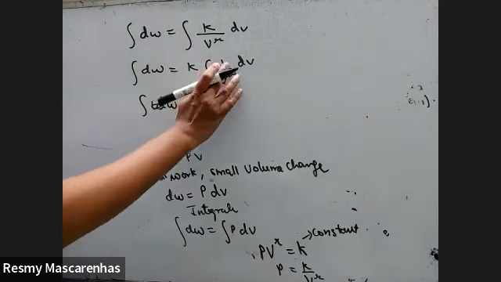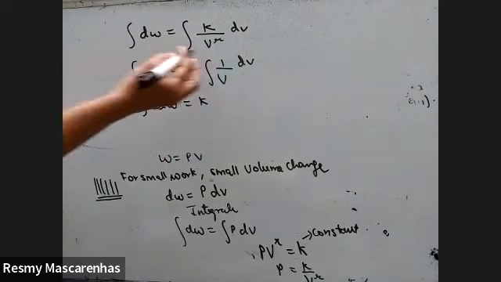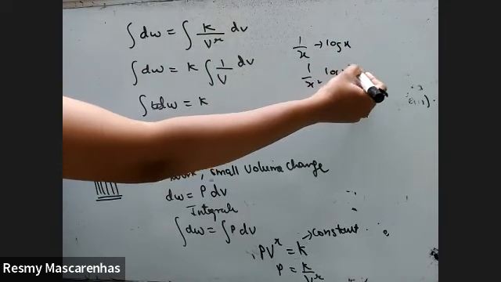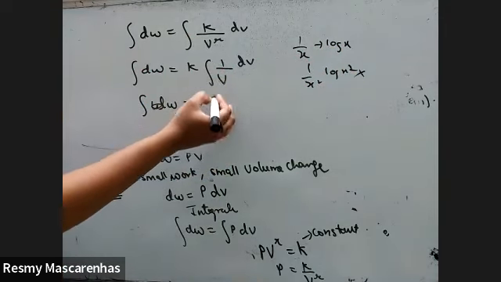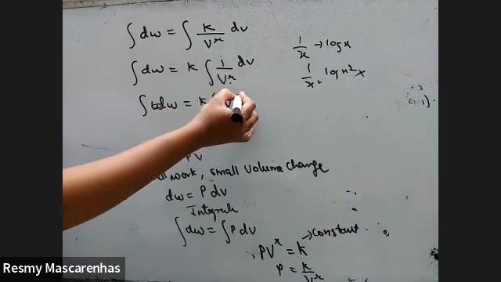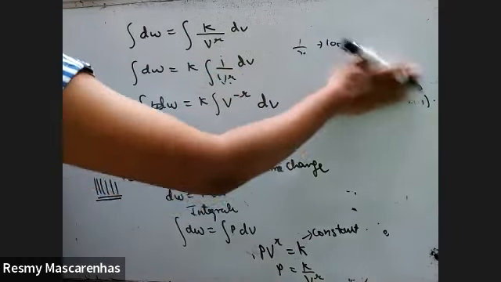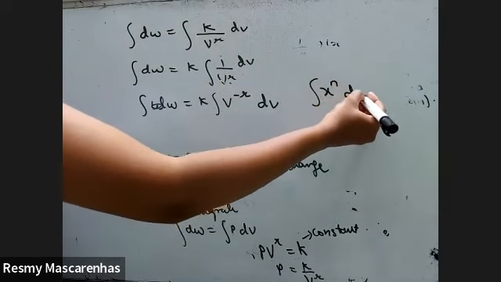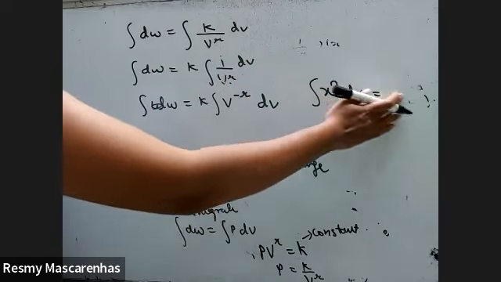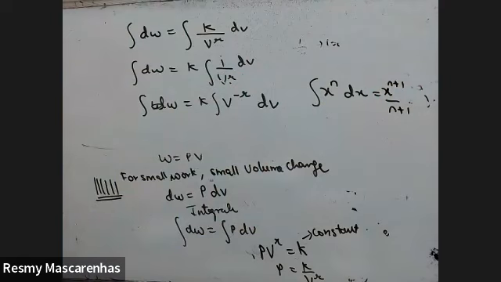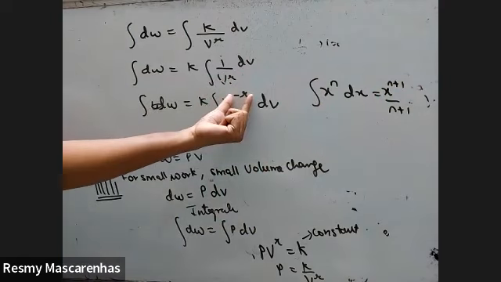Now if it was a single letter without any power, the answer would have been log. I told you 1 by x integrates to log x. But 1 upon x square is not log of x square. It is wrong. We cannot directly integrate, so we'll bring this power up first. It will become V raised to minus r. Now it is in the form of the formula x raised to n dx. Integral of x raised to n dx is always x raised to n plus 1 upon n plus 1. Now the value of n is minus r.